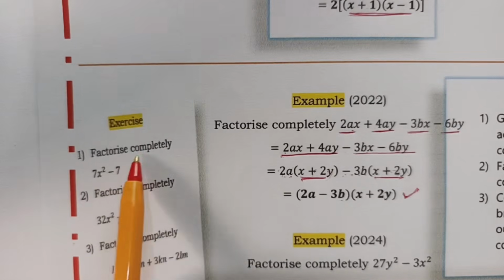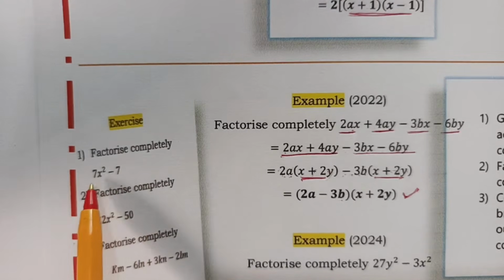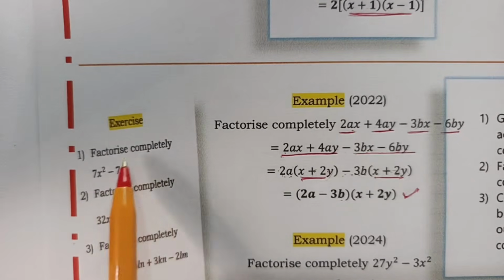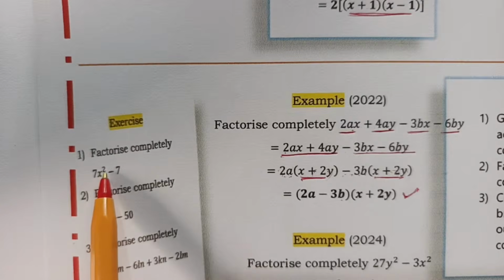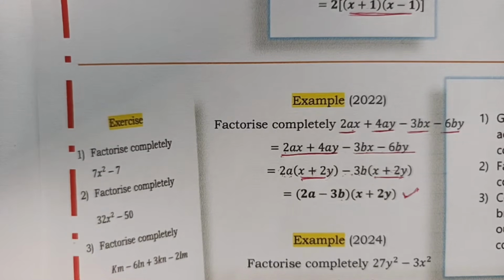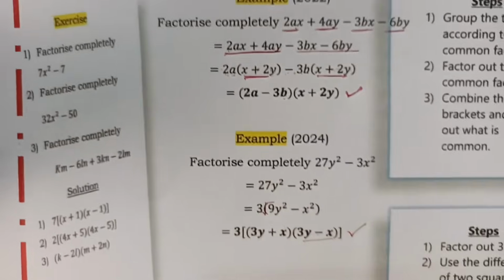Okay, so factorize completely. That's the first question. 7x squared minus 7. Factorize completely 7x squared minus 7. Somebody is saying they don't understand.